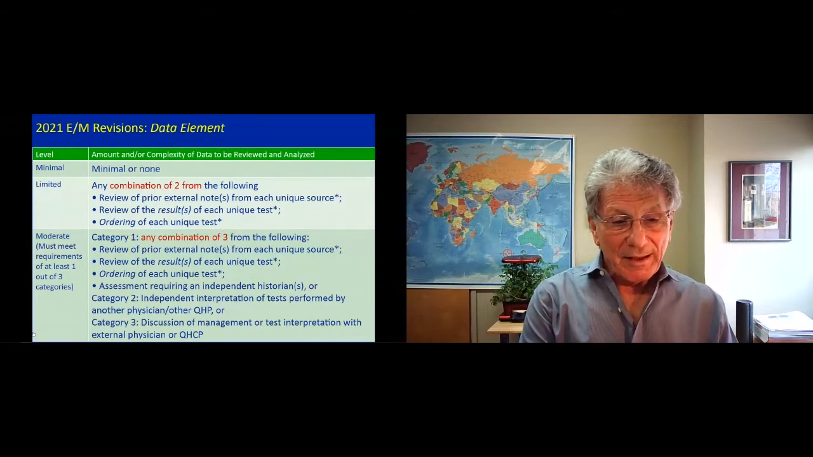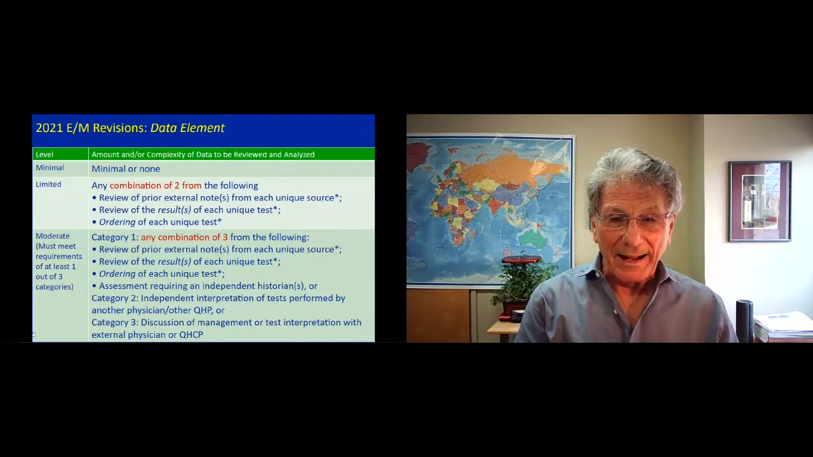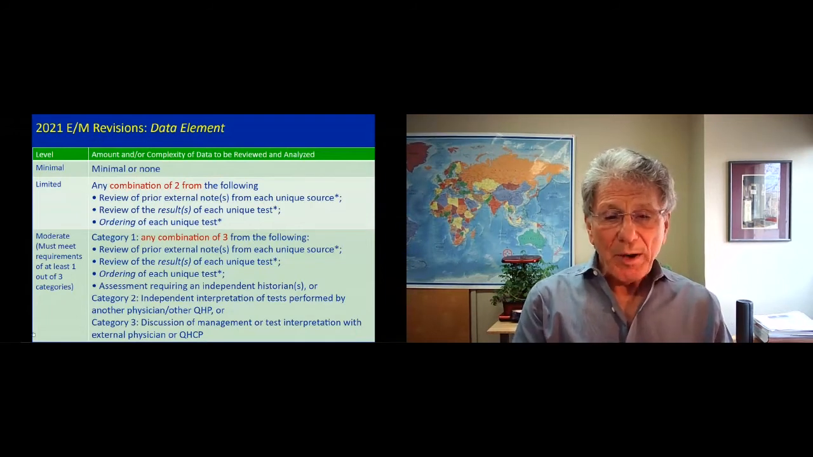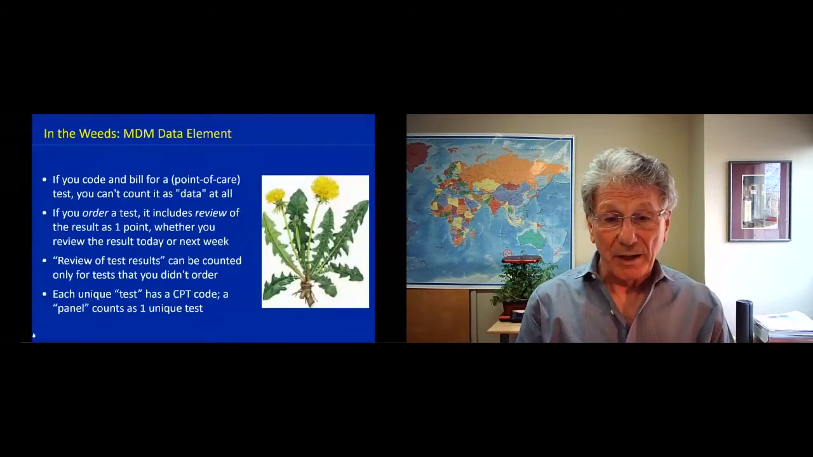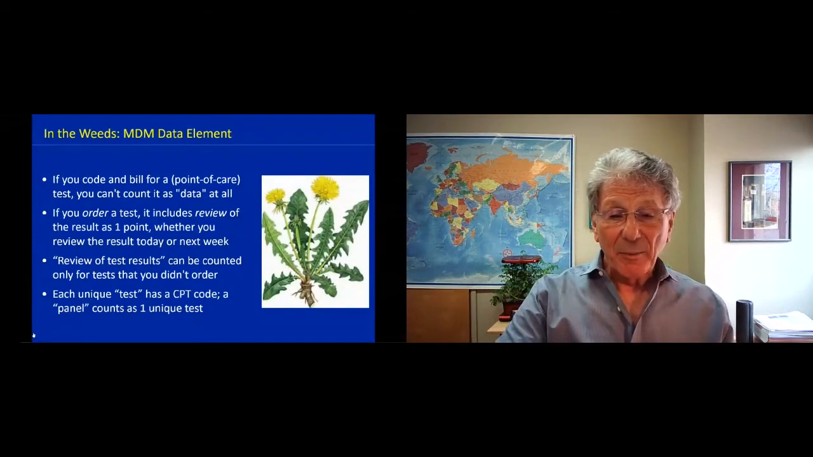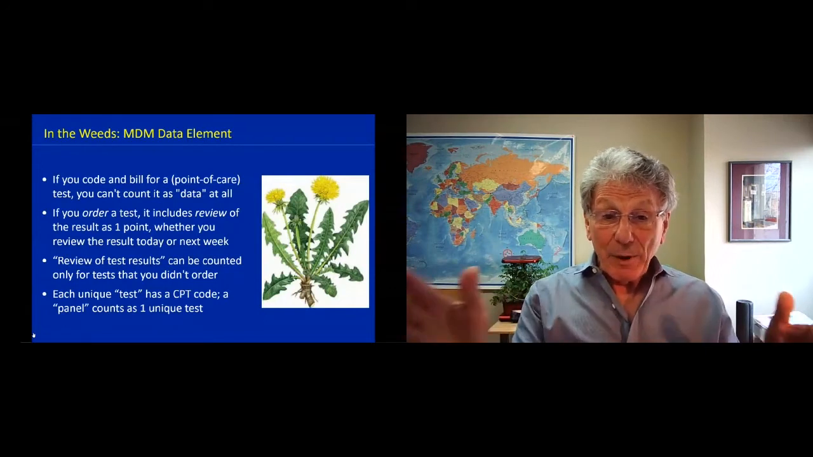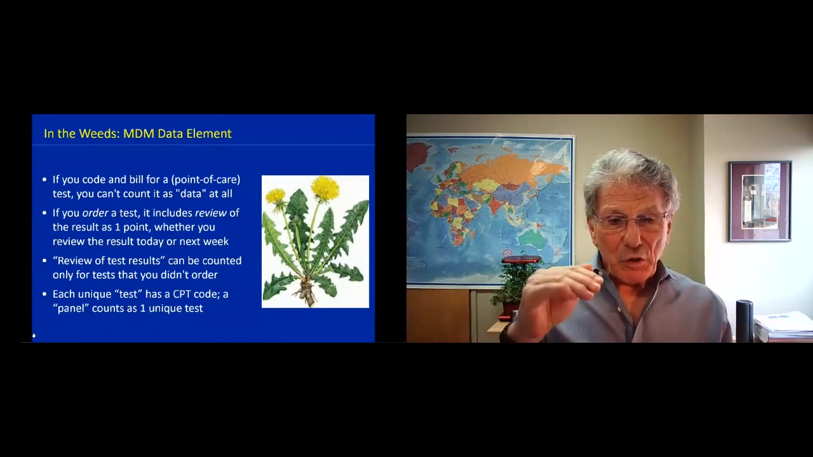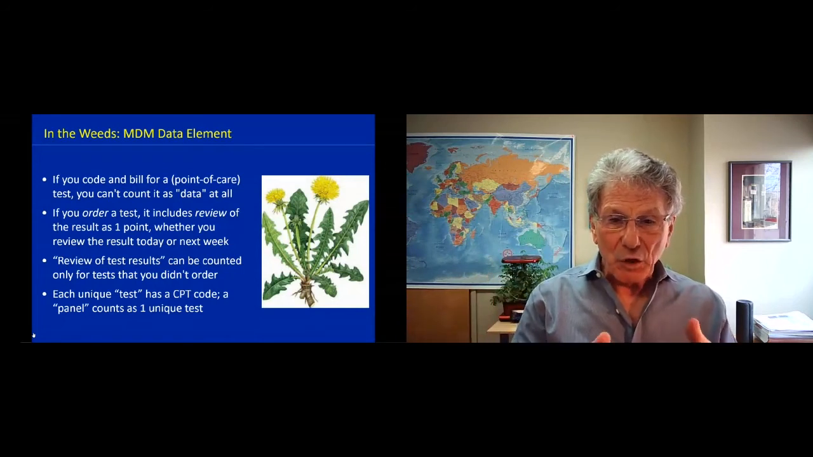Now, this is the part that gets a little complicated. It took Anfin and I a while to get this figured out. But here's how this works for that middle data element. If you code and bill for a point of care test, you can't count that as data at all. So if you order an office pregnancy test in your clinic, and somebody performs it, it turns out to be negative, and you bill for it, of course you get paid for doing that pregnancy test, but you can't count the ordering or the review of the results of a test that you bill for in your clinic in this data element.